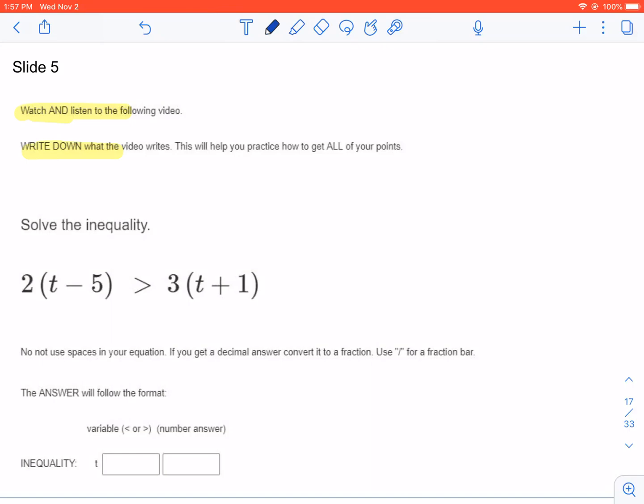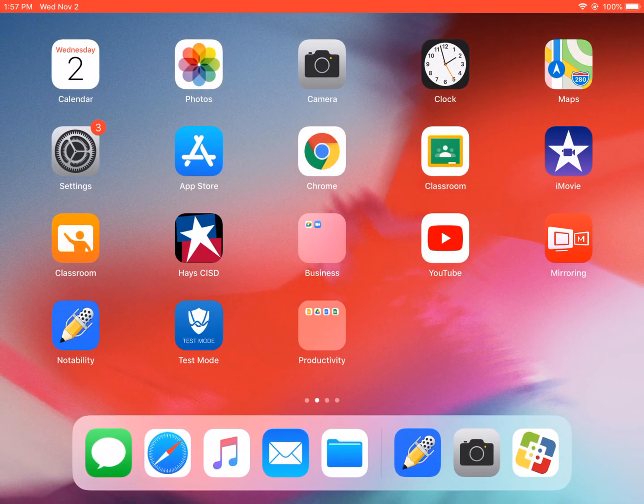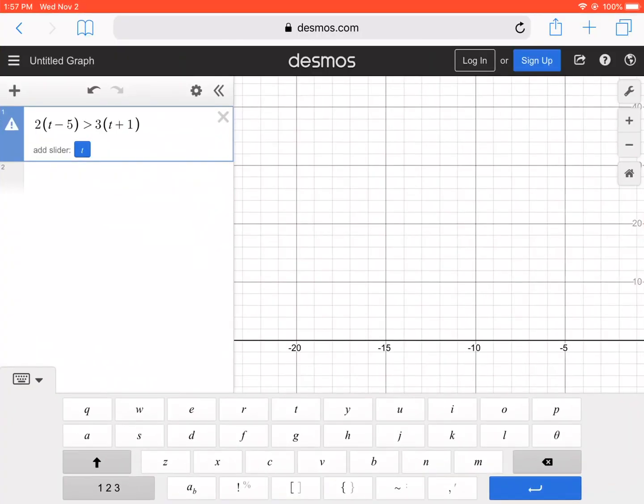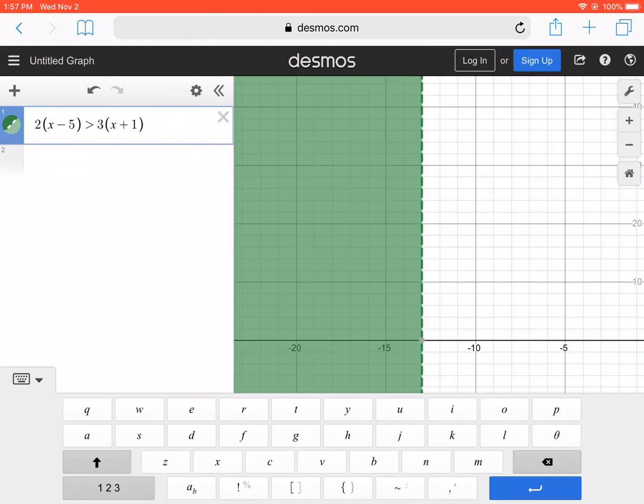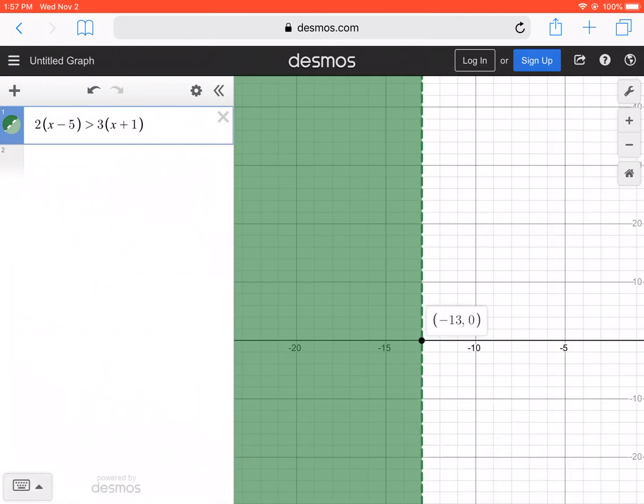Up until this point, I've been using test mode, but in the college prep class, I don't think we have to do that. If you just type in the question and change your t's to x's, it's going to graph it for you. And if you tap the dot, you can see that point, and that point is (-13, 0).